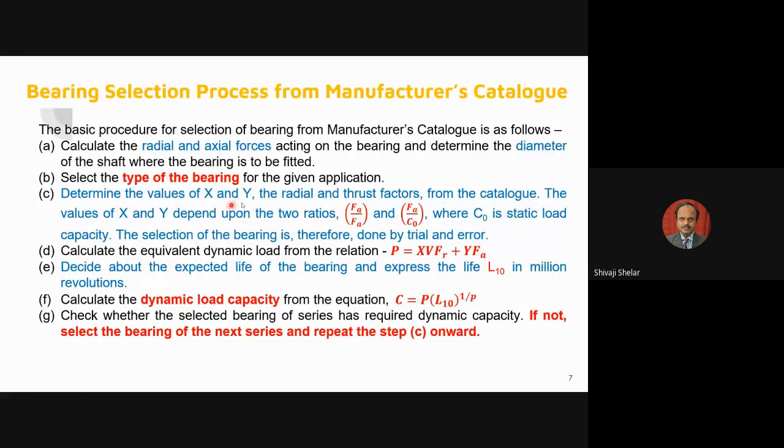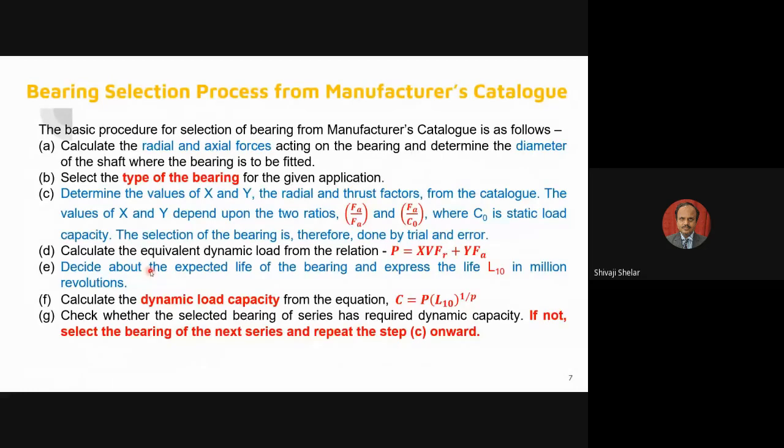Then you determine the values of X and Y factor, the way I have shown in the table. From that table, you calculate X and Y based on FA by FR, there is a printing mistake here, and FA by C0, where C0 is the static load capacity. So for the selected bearing you calculate X and Y. Next step, you calculate the equivalent dynamic load by the relation P = X V FR + Y FA.